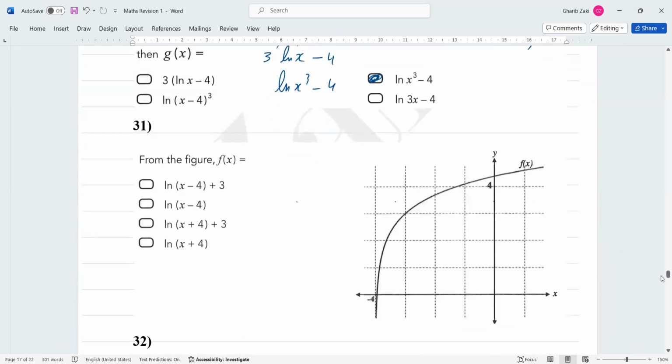Next. What is that function, f of x? Here we have plus 4. It means horizontal translation. So this one is correct. But what about this? No. If it's x plus 4, the curve goes down because we have vertical translation 3. Then the best one is that. Of course, this is wrong. This is wrong.